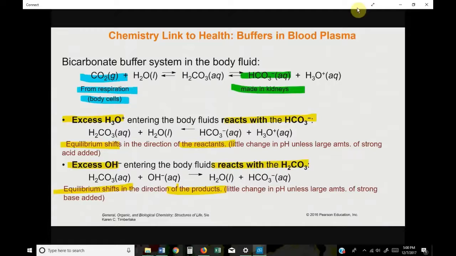Now, if we have excess hydroxide or base entering the body, it is going to react with the carbonic acid in the buffer system. Once it reacts with the acid, the reaction shifts forward, unless we have a large amount of base added, and then our pH is going to change. So we resist changes in pH by shifting this buffer system in the presence of strong acids or strong bases.